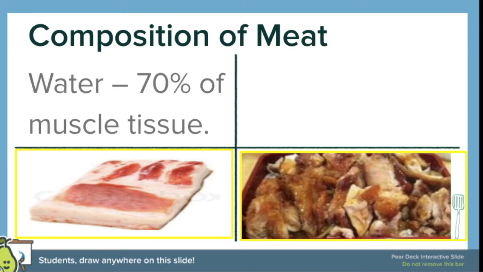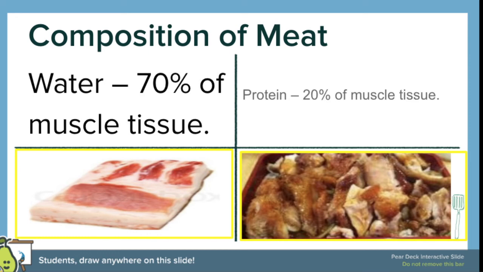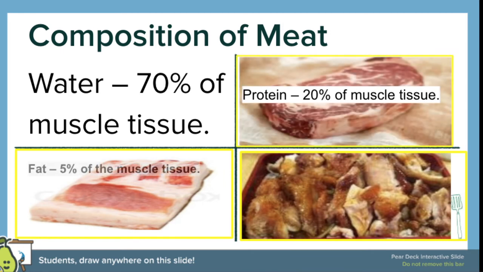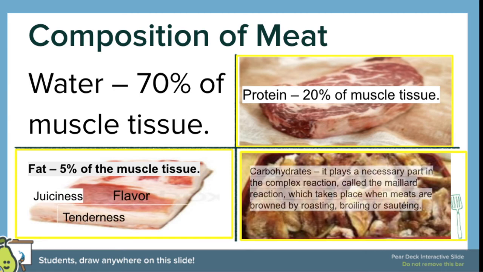The meat has the following composition: 70% water, 20% muscle tissue protein. It also has 5% fat, and it also contains carbohydrates, which play a necessary part in the complex reaction called the Maillard reaction, which takes place when meats are browned by roasting, broiling, or sautéing.